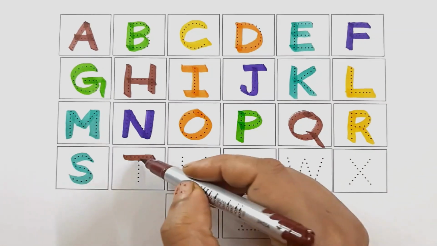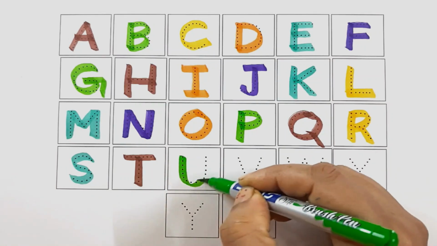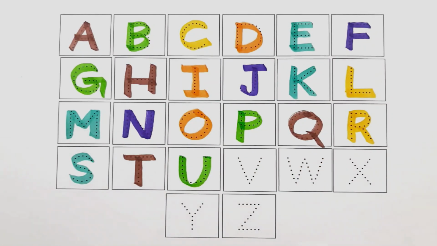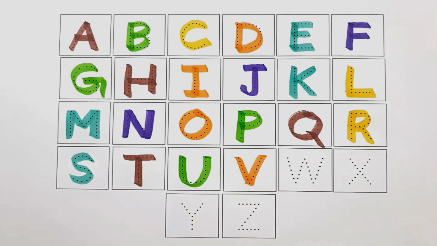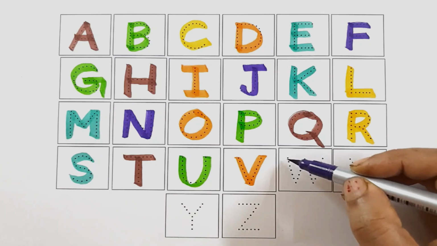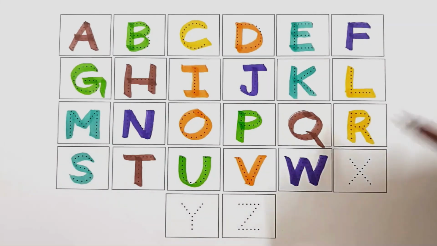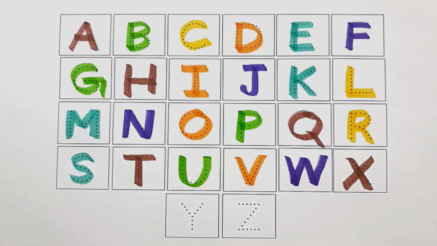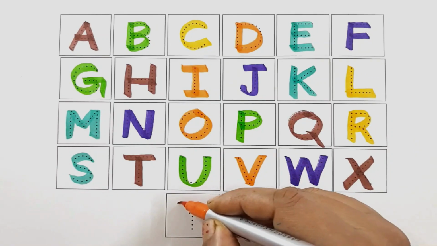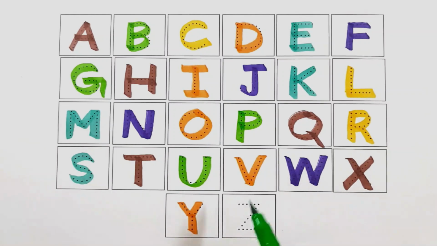T. T for tiger. U. U for uniform. V. V for van. W. W for water. X. X for xylophone. Y. Y for yak. Z. Z for zip.